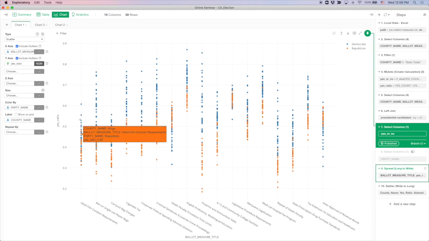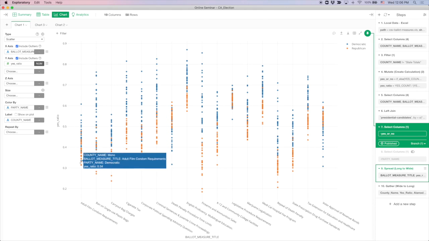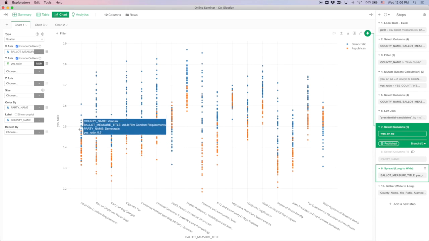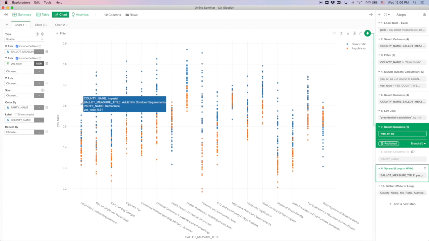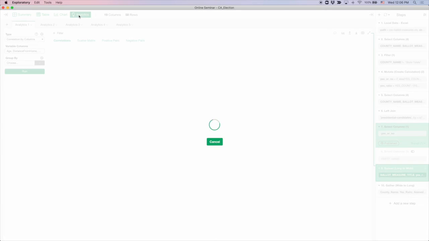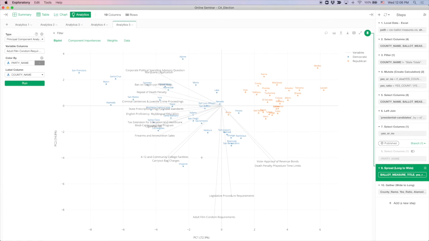Most of the states, some of them are kind of lower, but it's along the 0.5 line. And then there are a few states with a very high percentage supporting this measure. So when you go to the analytics, you can see, by using the color and then by using original dimensions, that we can start seeing some kind of patterns in that data.